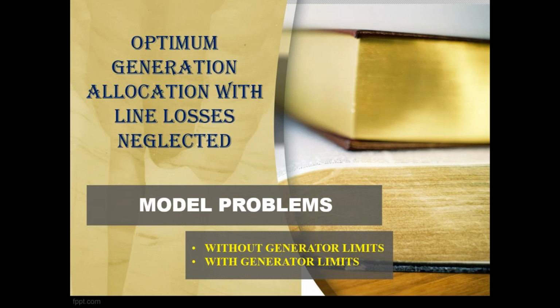And the third one is also an analytical method. In that we are considering the line losses. So these are the three methods we are using for scheduling. Now we are going to do two problems based on the second method, that is optimum allocation with line losses neglected. In that method there are two cases. One is without generator limits, how we can solve the problem, and the other with the generator limits. So all of you get ready to do the problem.